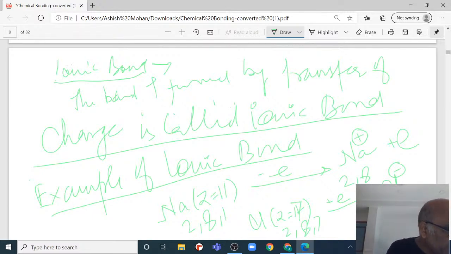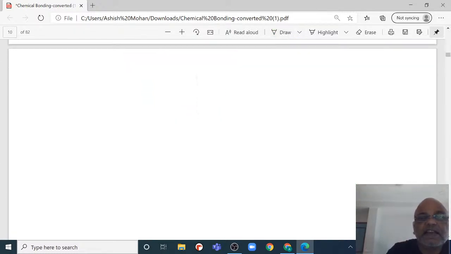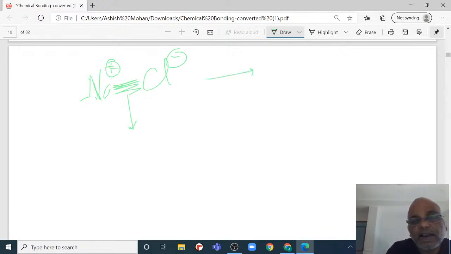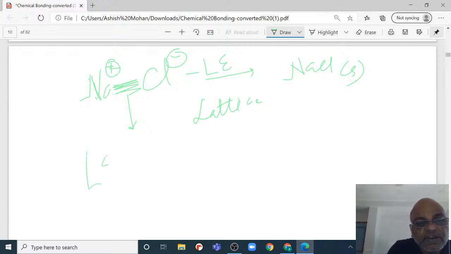Sodium has lost one electron and chlorine has gained one electron. During this loss of electron, it has to provide ionization enthalpy. When chlorine accepts one electron, it gives out electron gain enthalpy. When this Na plus and Cl minus join together, they will form a lattice, and lattice energy will be released. LE stands for lattice energy.